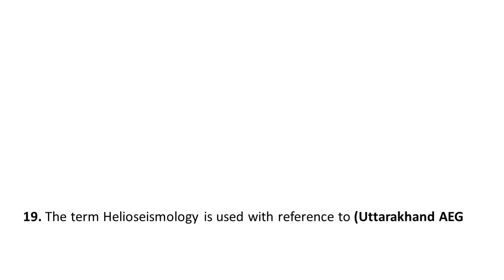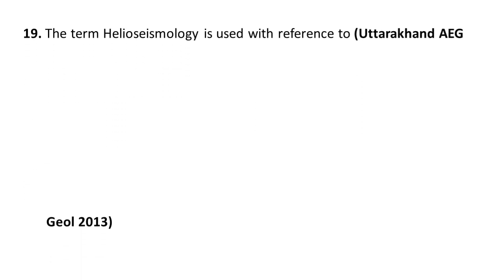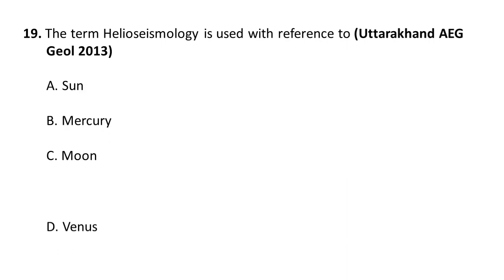Next question. The term helioseismology is used with reference to: A, sun; B, Mercury; C, moon; and D, Venus. Obviously the term helioseismology is used with reference to the sun. Helioseismology is a term coined by Douglas Gough. It is the study of the structure and dynamics of the sun through its oscillations. So A is the correct option.